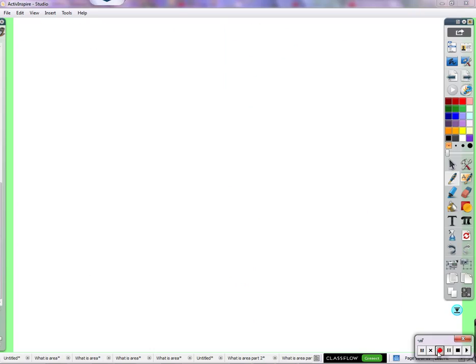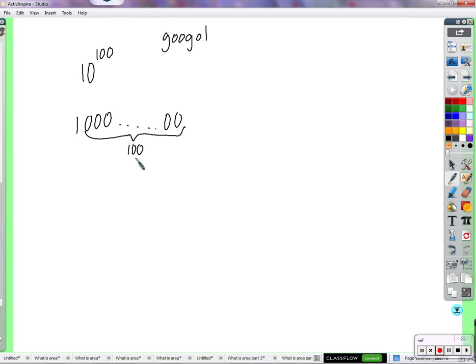A googol is 10 to the 100th power, but it's not spelled like Google, the search engine. It's spelled like this, googol, okay? It's just a made-up word to name this number here, 10 to the 100th. Now that's 1 with 100 zeros. Now that's a big number, right? It's more than any number you've ever heard of, probably. It's more than the money that will ever exist.